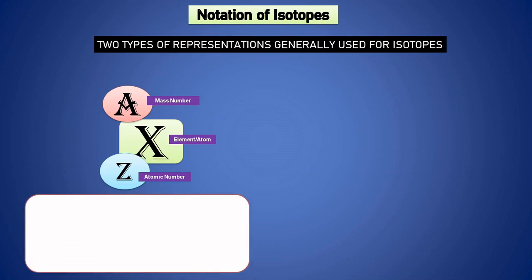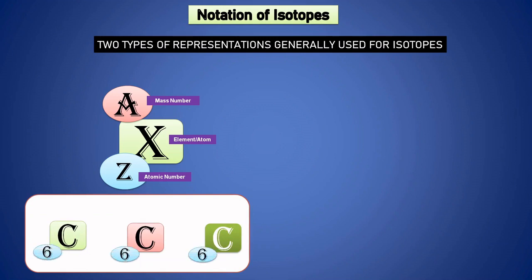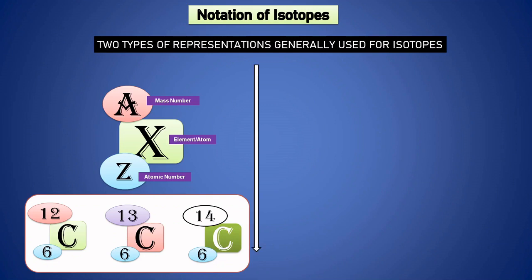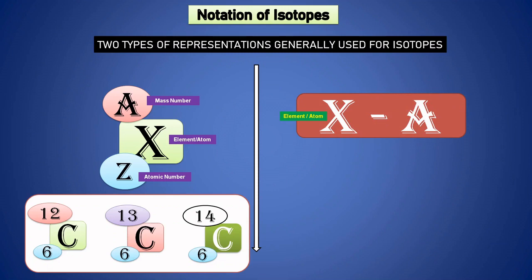For example, the different carbon isotopes can be represented like this. That means all carbon has the same atomic number, but the mass numbers are different. This is one way of representing isotopes. Another way of representing isotopes is this. Here X equal to element or atom and A equal to mass number.